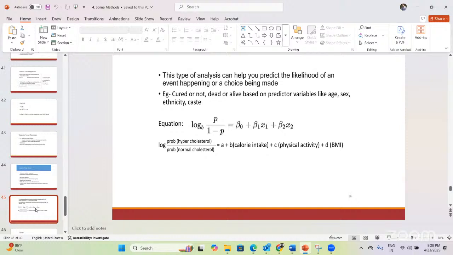So suppose the B value is 0.5. So with a 1 unit increase in calorie intake, your hypercholesterol will increase by 0.5, something like that. So based on these coefficients, you will get from the statistical analysis, your interpretation. It is very much important to understand the coefficient. Next.